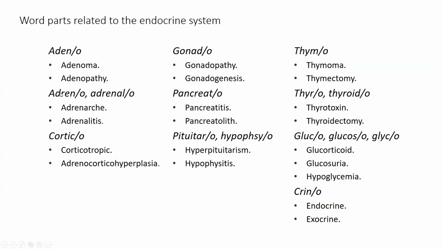Adreno, with the R, refers specifically to the adrenal gland. Adrenal means towards the kidney. It's the gland that sits right on top of the kidney. So it could be adreno or adrenalo. So adrenarche is a stage of puberty in females when the adrenal gland starts producing certain sex hormones. Adrenalitis would be an inflammation of the adrenal gland.